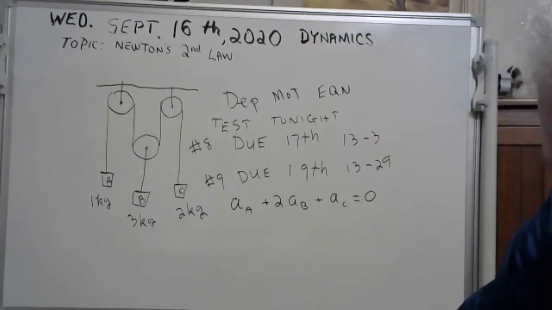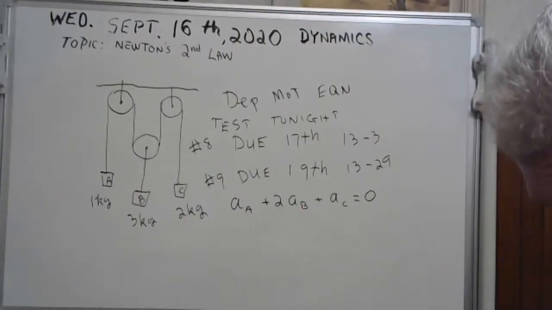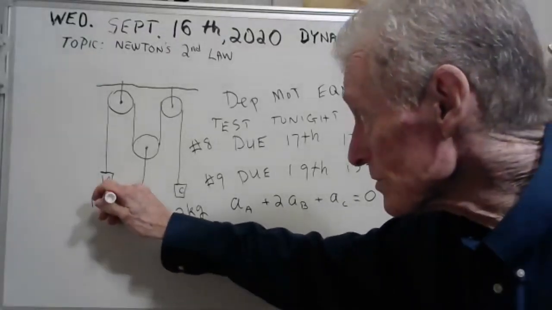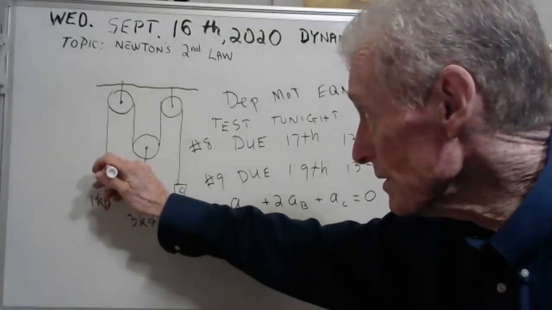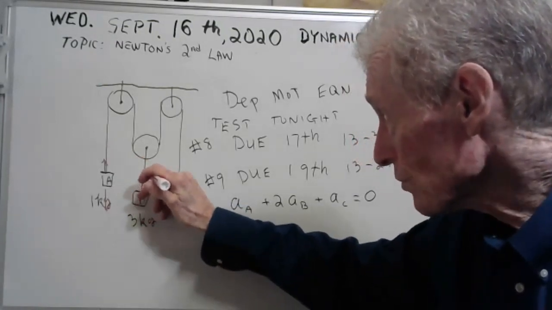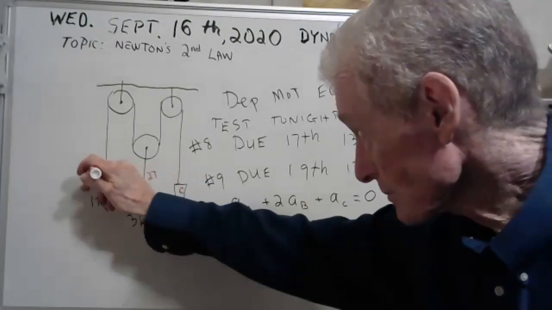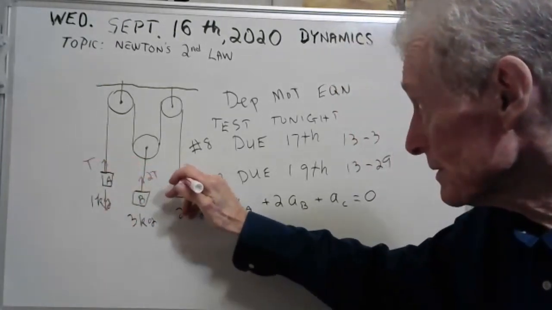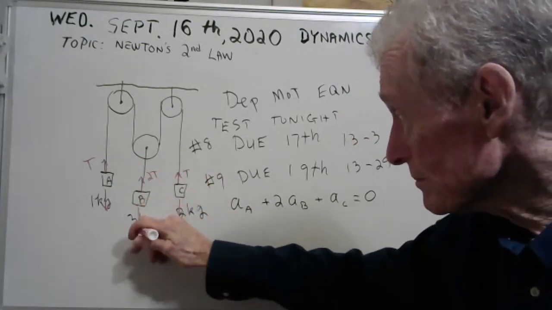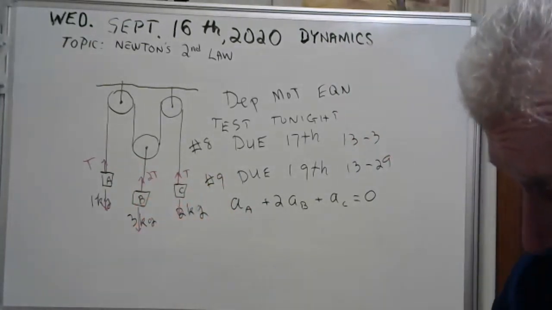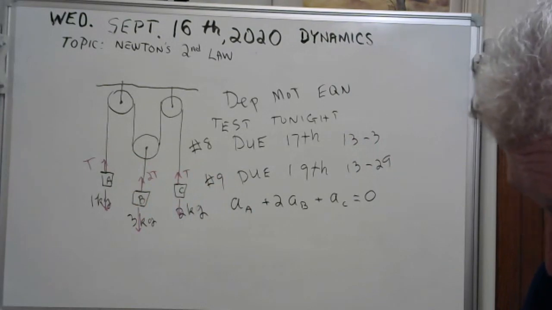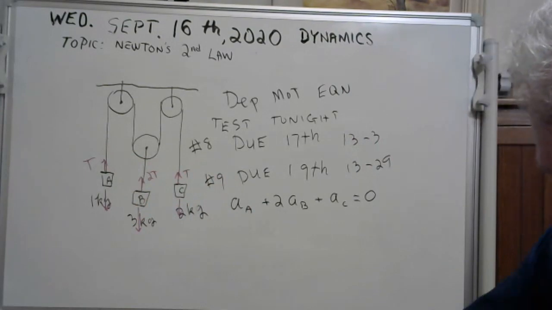Wait a minute, I forgot to put the red arrows on there. I don't have time to actually do this problem, but this one will be 2T, T, T, and these will be weights. Put your red arrows on there. And then you write your Newton's second law equations and you can solve it.